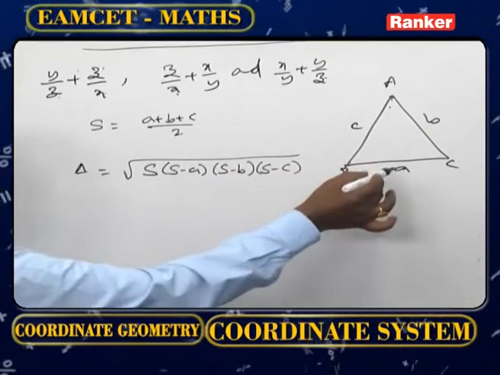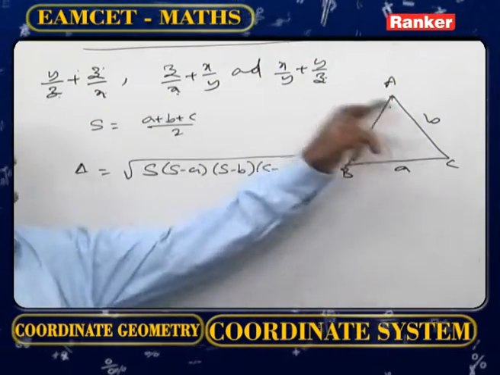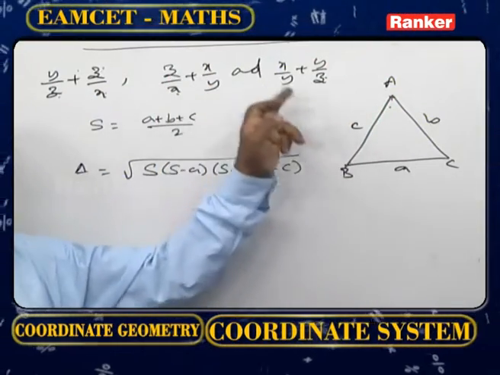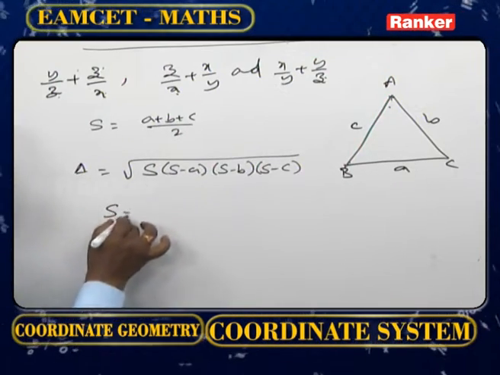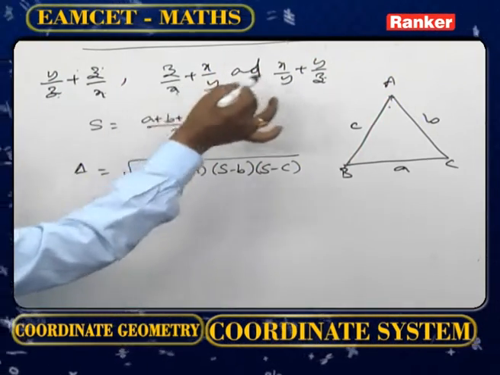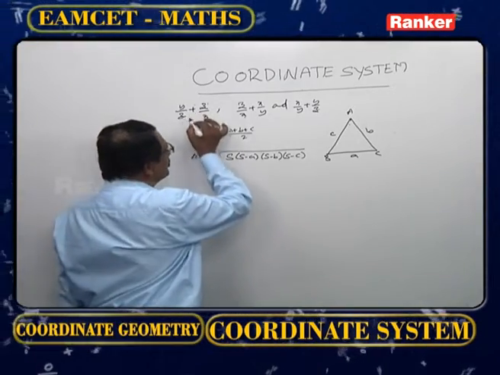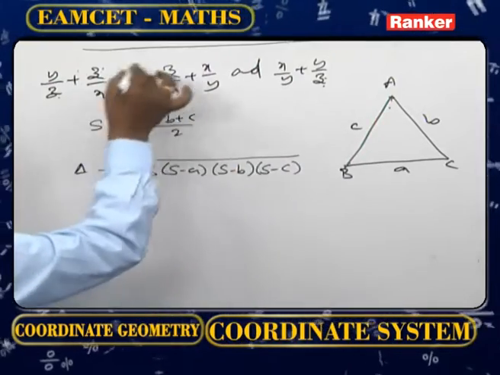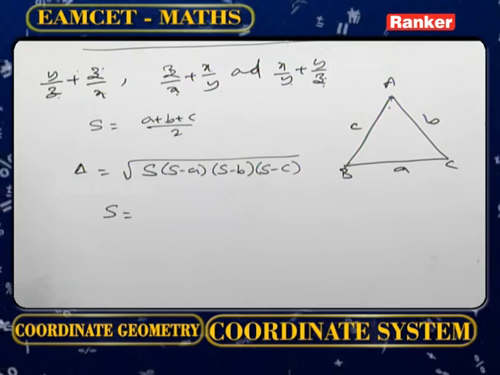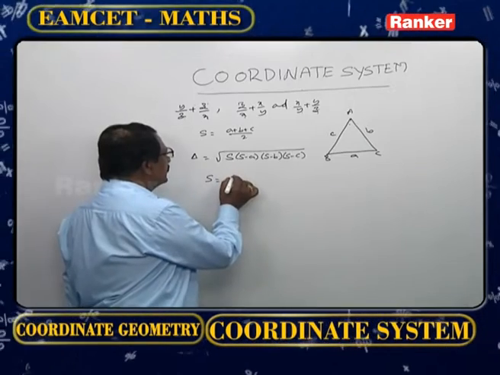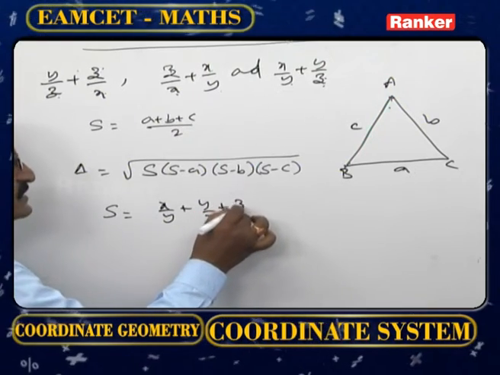Now here, for the lengths of the sides, consider a equals y by z plus z by x, b equals z by x plus x by y, and c equals x by y plus y by z. Then S equals (a plus b plus c) by 2. The sum of the lengths of the sides gives 2y by z plus 2x by y plus 2z by x, so S equals x by y plus y by z plus z by x.